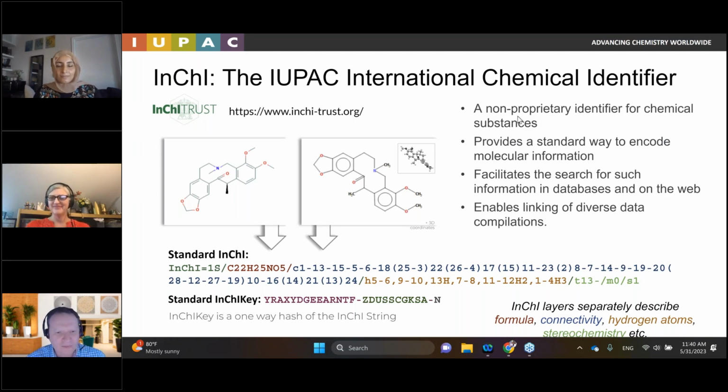But just a little bit more about InChI and why it's important. It allows you to take different but equivalent representations of the same structure and come up with the same string. You can use that string to search across different data resources and link across those, and it enables linking across diverse data compilations, which may be in chemistry or biology or other areas as well.